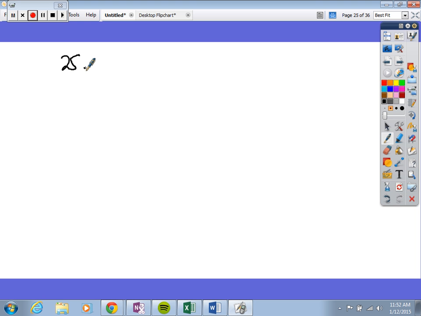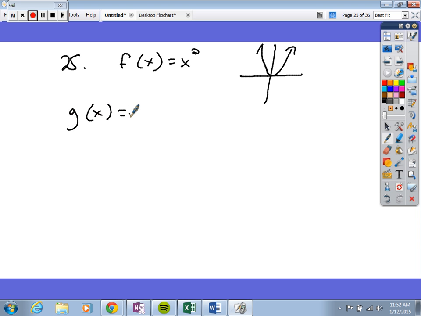Number 25 says, use the graph of f of x is equal to x squared as a guide. So it might be helpful to remember that this is a parabola. My poorly drawn graph again. It's a basic parabola that looks like this. Describe the transformations and then graph the function g of x is equal to (x minus 7) squared plus 2. So let's describe the transformation. So I'm going to write transformations.